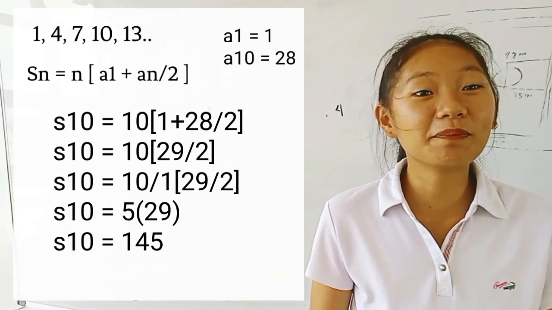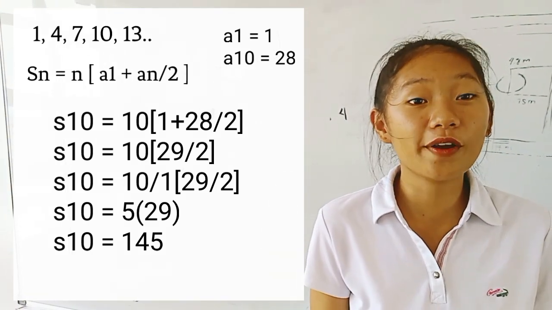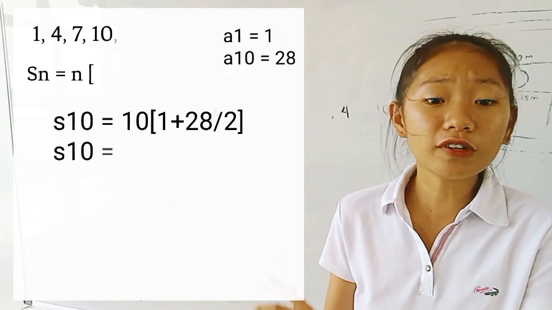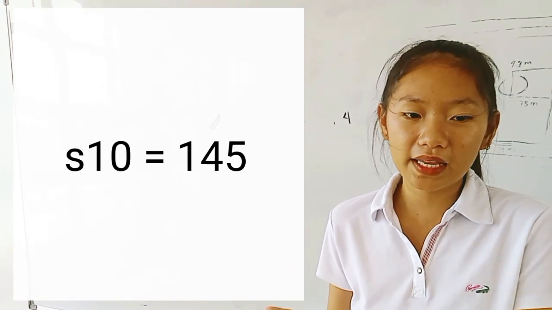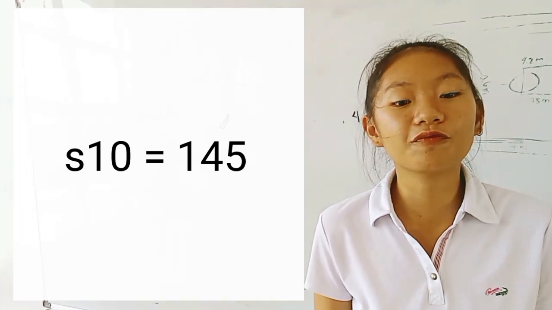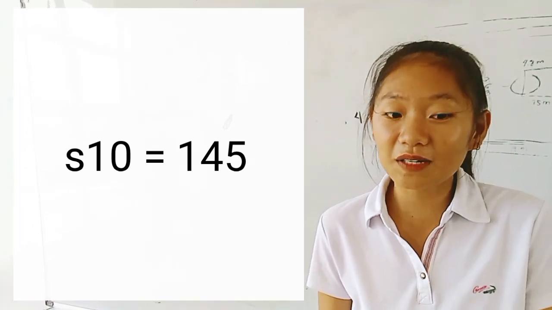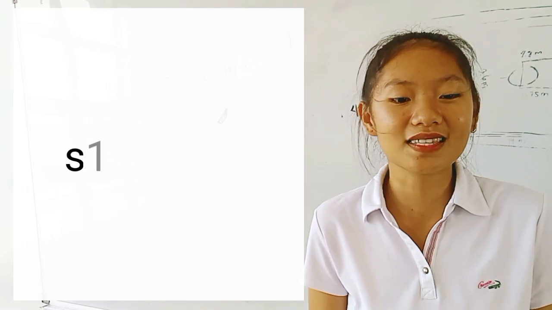So, 5 times 29 is equal to 145. So now, the 145 would be our S sub 10. This is the sum of the first 10 terms of the given sequence.